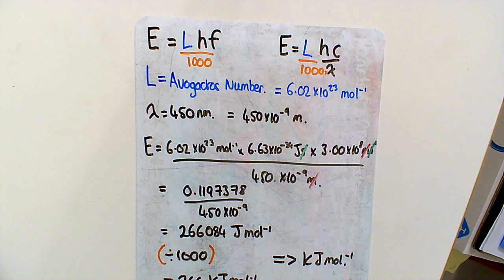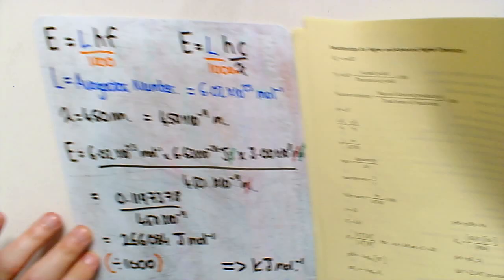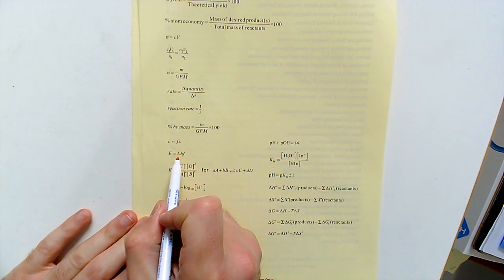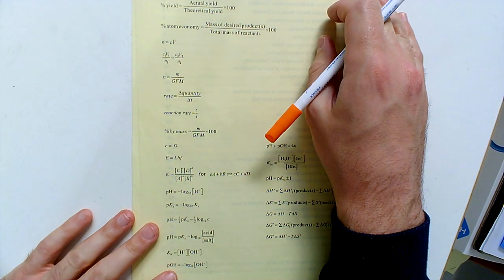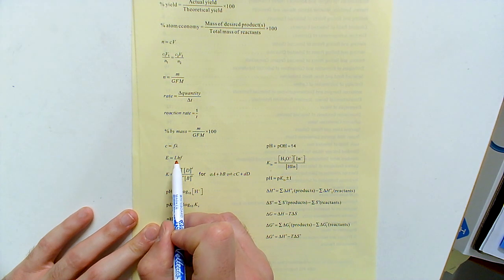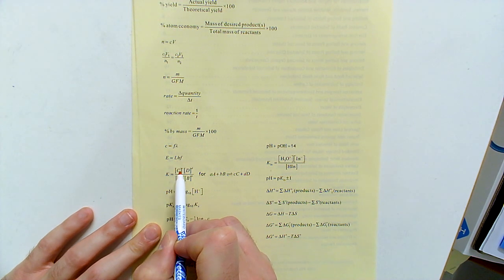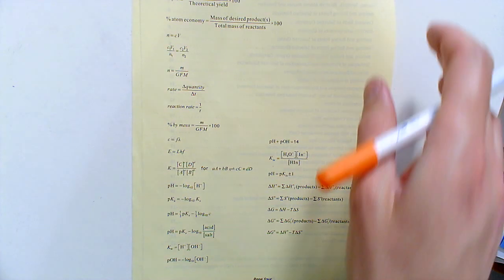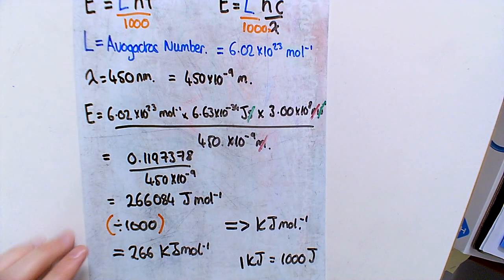Now, the data booklet, the equation that it gives to you is E equals LHF. So it doesn't say anything about dividing by 1,000. It also doesn't give you LHC divided by lambda. It just gives you that. So again, it's up to you.